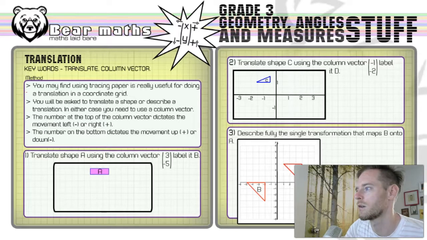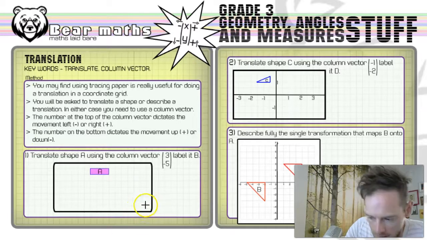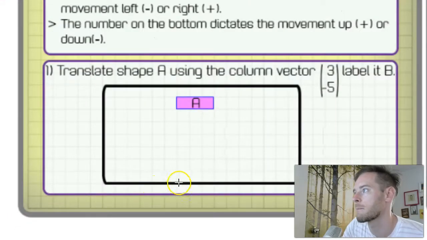Okay, so in question number 1, I'm going to zoom into it for you, and we're going to have a little look at that. It asks us to translate shape A using the column vector 3, minus 5, label it B. Okay, so I'm just going to choose any one of the 4 vertices of shape A, and I'm going to move it 3 to the right and 5 down, because that's what that column vector is telling me to do. Positive 3 means 3 right, negative 5 on the bottom means 5 down.